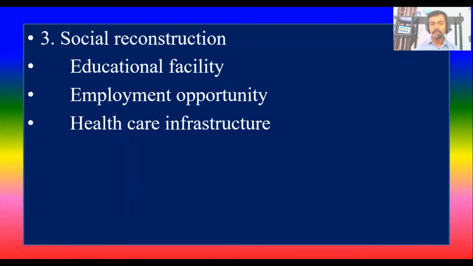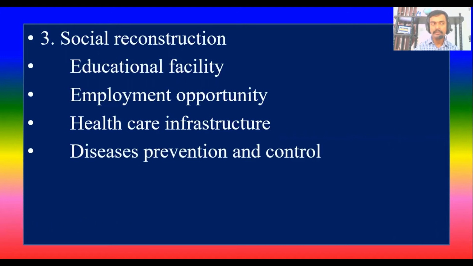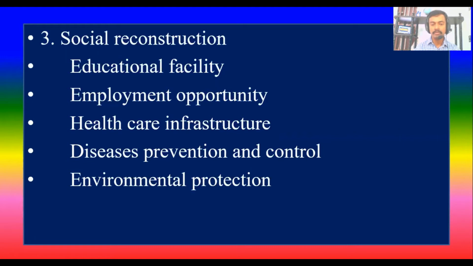Then social reconstruction: educational facilities, employment opportunities, healthcare infrastructure. Mainly employment opportunities are needed in the villages. Many people nowadays migrate from villages to cities, which causes expansion of cities and urbanization. So within the villages, job opportunities can be created, which helps to solve various rural issues. Then healthcare infrastructure, disease prevention and control, then environmental protection. Nowadays, environmental protection is vital for sustainable development.